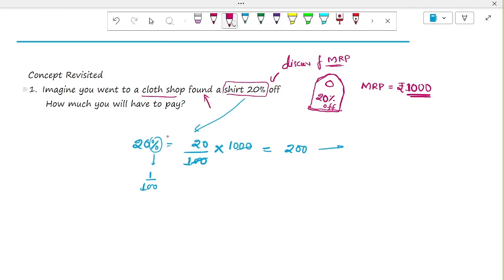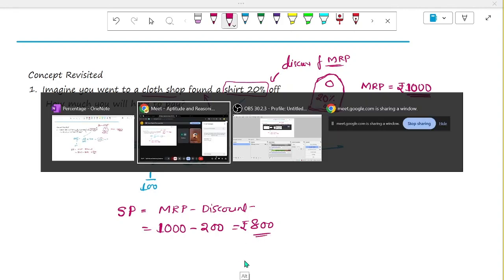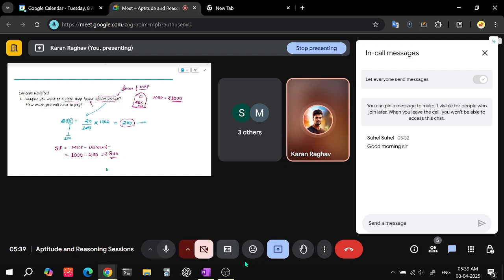So if it is 1000, the selling price of this item will be equal to what? MRP minus discount, right? The discount given is 200, so it becomes 1000 minus 200, which is equal to rupees 800, right? Very simple question, but you need to understand how it all works. Okay, I'll give you a similar question, just try to solve that.